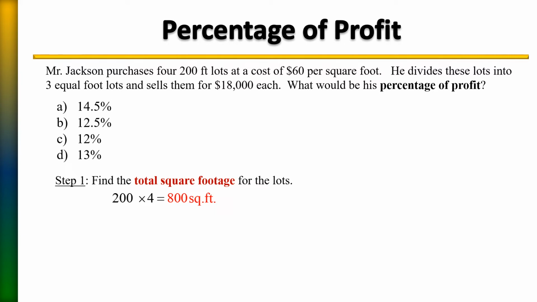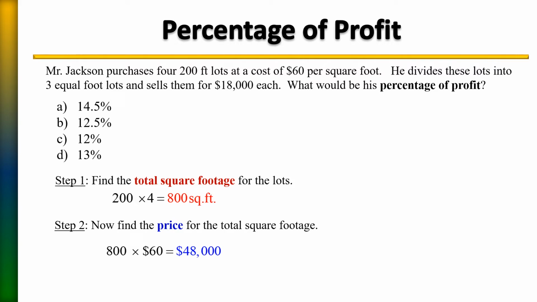And now the cost per square foot, as we can see in the word problem, is $60 per square foot. So now we just need to multiply that 800 times 60. And what we get there, the price for total footage, would be $48,000.